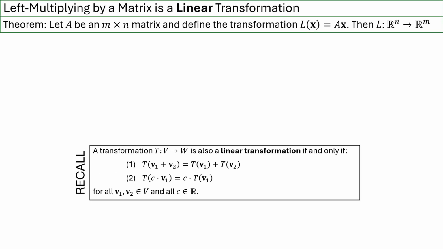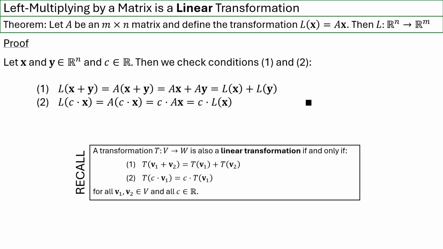Now here's the beautiful part. We've already defined what a linear transformation is abstractly, but now we can formally connect it to our matrices. The theorem states that the act of left multiplying a vector by a matrix A qualifies as a linear transformation of space. The proof is short because matrix arithmetic already follows the rules we need.